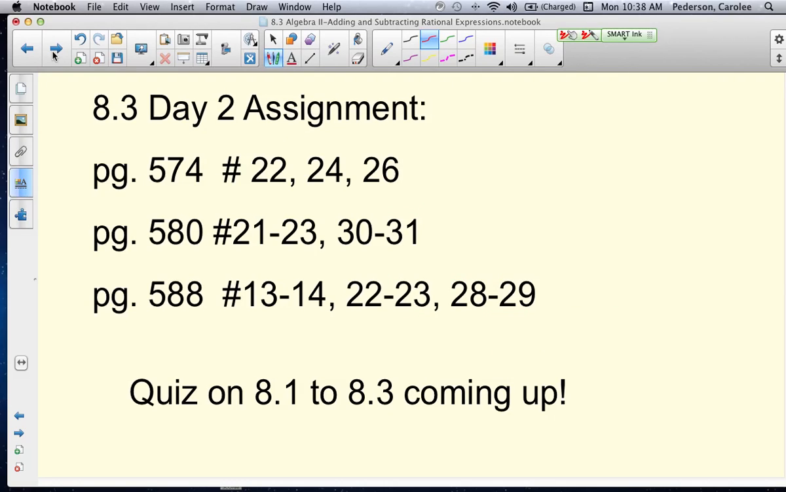All right, here is your assignment for today. You'll notice these previous two pages, page 574 and 580, are from 8.1 and 8.2. This will help you to prepare for the next quiz on 8.1 to 8.3. So we have 3 different pages of assignments, but the assignment is for 8.3, day 2.